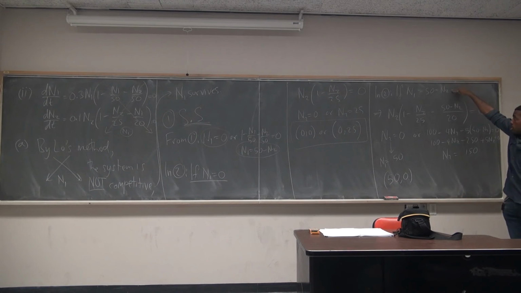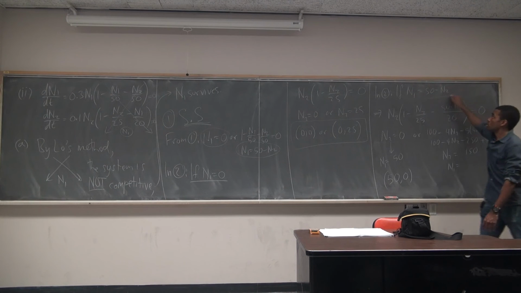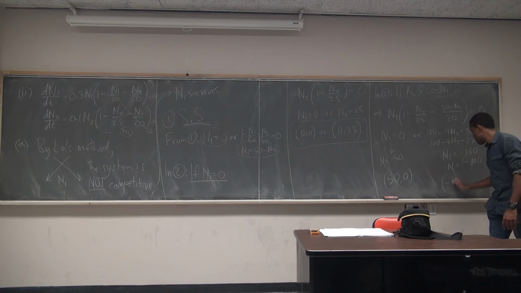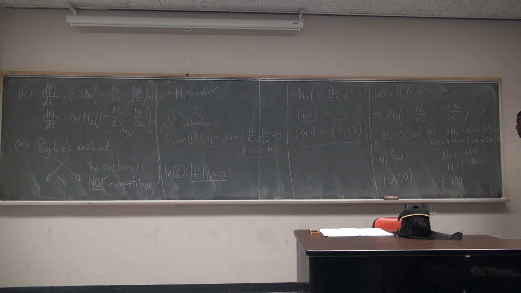Here, to plug it in here, I would have my n1 equals what? Wait, how did you get 50 for n1? I have this equation here. Oh, okay. n1 is 50 minus n2. So where my n2 is, I plug it in here, and I get that back. So this would be negative 50? Negative, it's 150, so negative 100. So another steady state is (minus 100, 150).